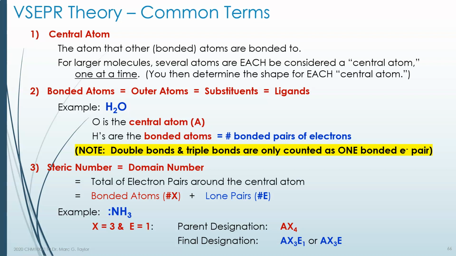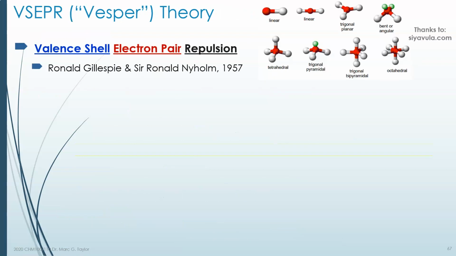This tells us that there are 4 pairs of electrons around A, the central atom. 3 of those are in bonds to atoms, in this case hydrogen, and 1 pair of electrons is just a lone pair not bonded to any other atoms besides the central atom.